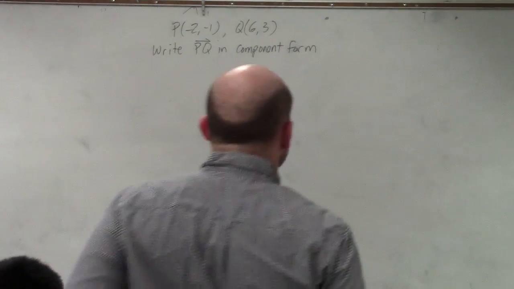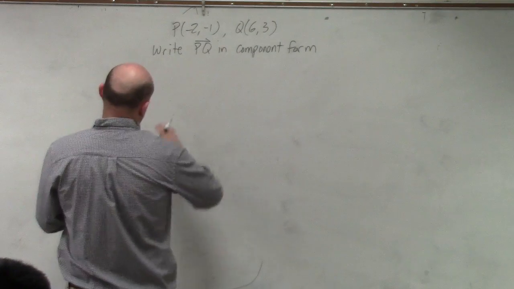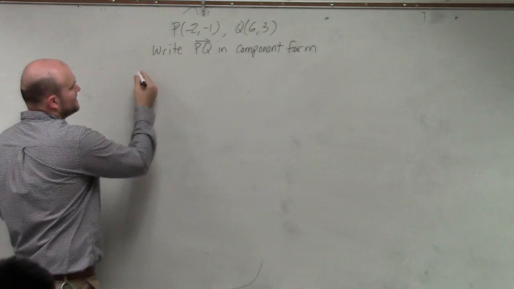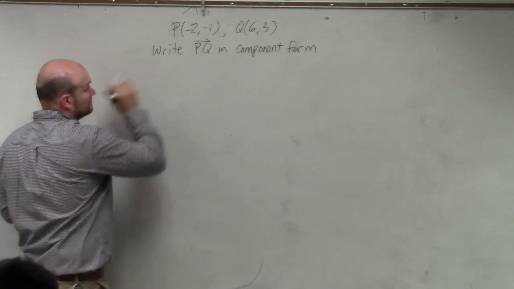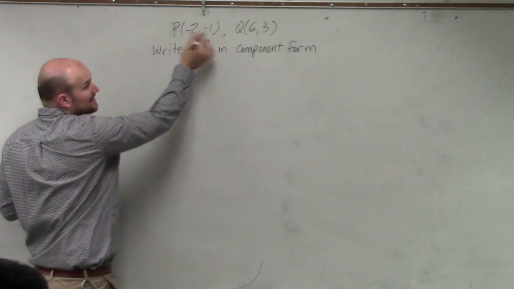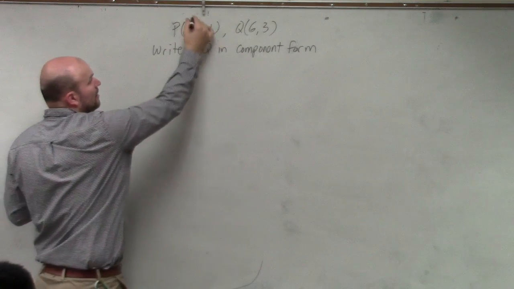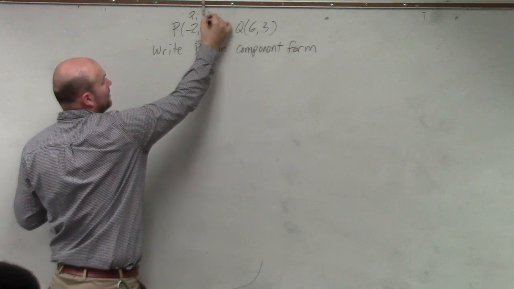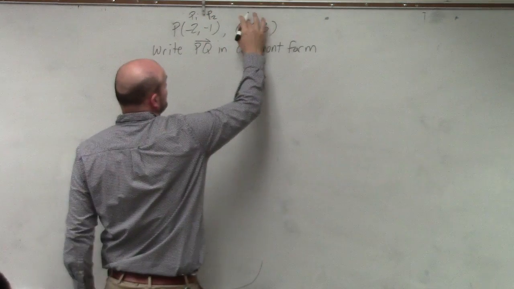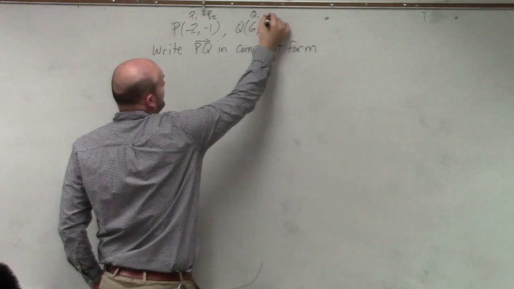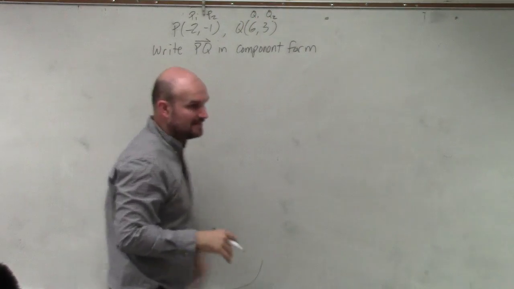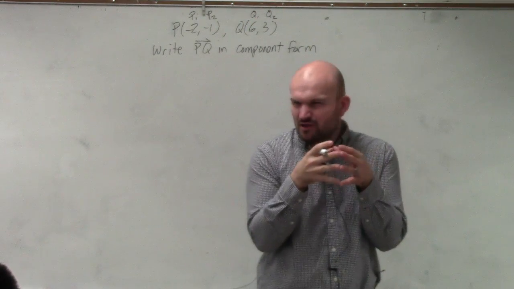In writing in component form, what we're basically going to do is lay out that each of these points has a component. I'm going to call this P1, and this P2. I'm going to call this Q1 and this Q2. Either of these points have their own little components.